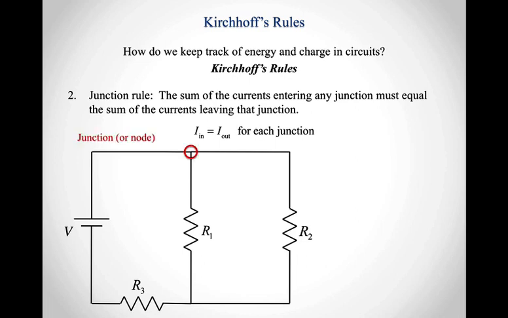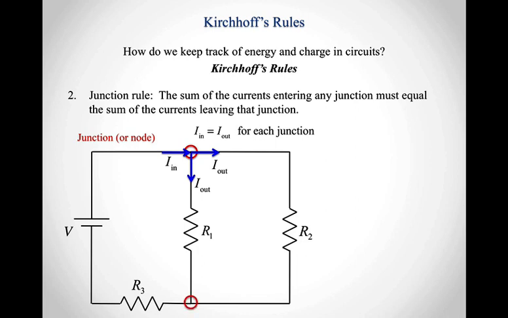Here I've got a junction. Again, junction, node, whichever word we want to use. Sometimes this is referred to as the node rule for that reason. But I've got some current that comes in, and that has to be the same value as when I add up the currents that go out along the other two wires.